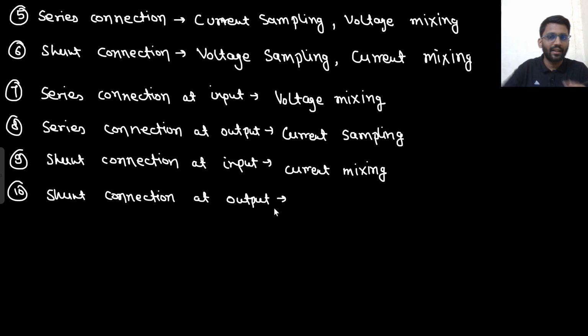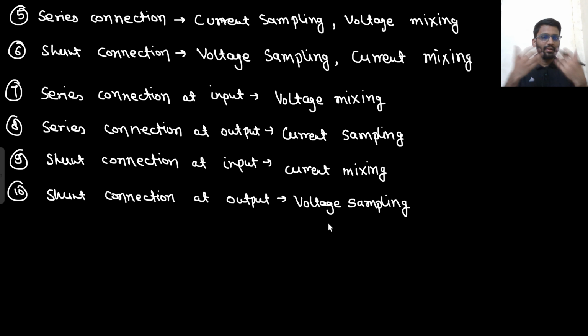Shunt connection at output. Output means sampling. So what is sampled in shunt connection? What is the same in shunt connection? Voltage. So this shows voltage sampling.